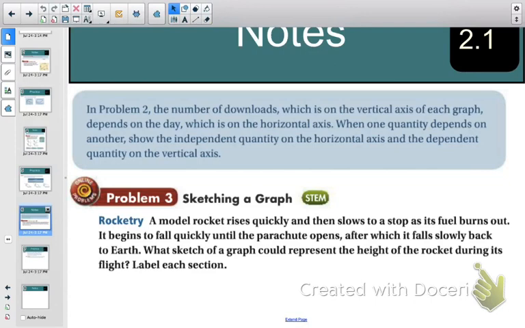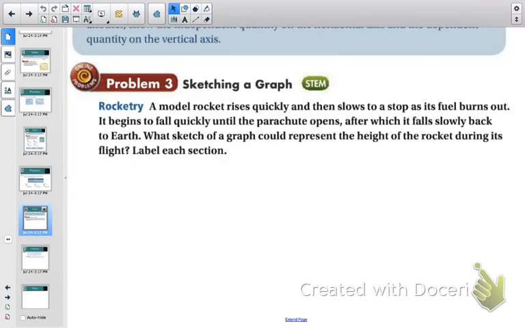Okay, so we will look at how to sketch this graph from problem 3. This says a model rocket rises quickly and then slows to a stop as its fuel burns out. It begins to fall quickly until the parachute opens, after which it falls slowly back to Earth. What sketch of a graph could represent the height of the rocket during its flight? Label each section.